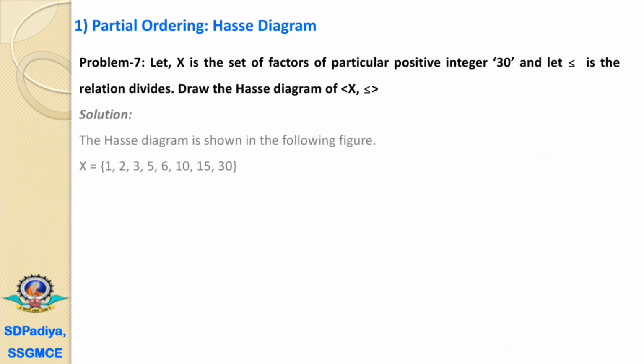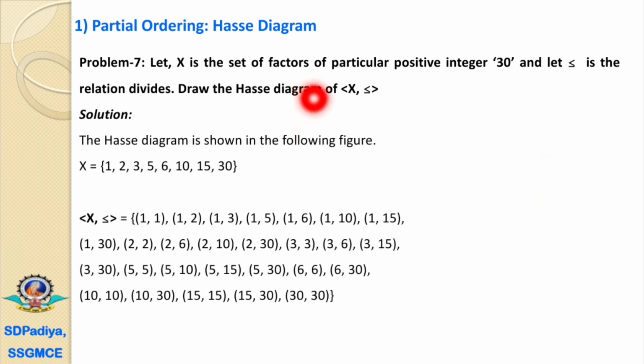The next and last: let x be the set of factors of a particular positive integer 30 and let the partial ordered set be with the relation divides. Then draw the Hasse diagram of the partial ordered set x. Now if we find the factors of 30, it is the set of 1, 2, 3, 5, 6, 10, 15 and 30. To find the divides relation between these 8 elements, it is a set of (1,1), (1,2), (1,3), (1,5), (1,6), (1,10), (1,15), (1,30).